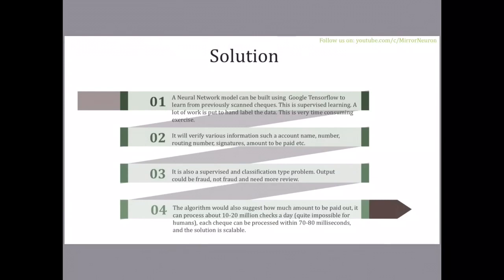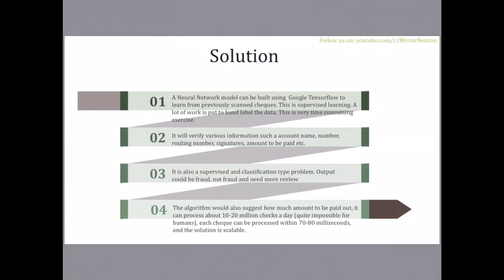Alright, so the next step is that it will verify various information such as account name, number, routing number, signatures, amount to be paid, the dates, etc. If you also notice, it's a classification type problem, and the outputs can be fraud, not fraud, and if the algorithm is not able to decide, it will put them in a third bucket where more reviews can be done.